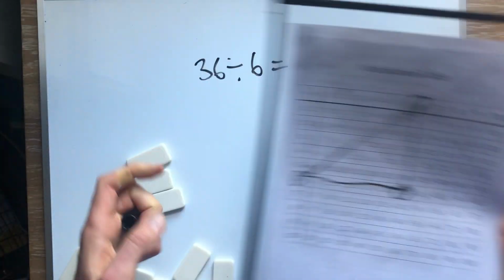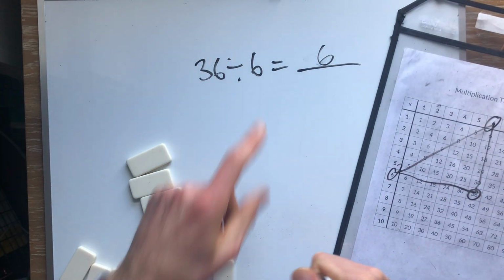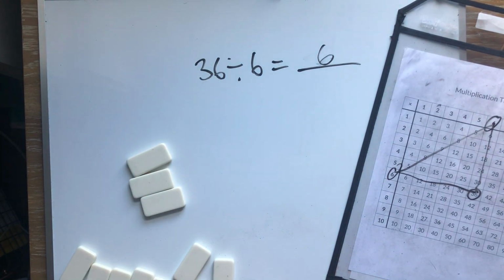So just use this. This will help you a lot. The two little numbers multiplied equal the big number. You can do it.